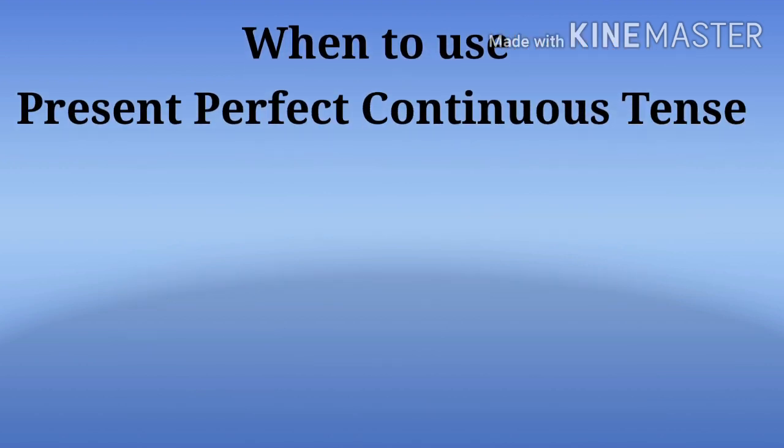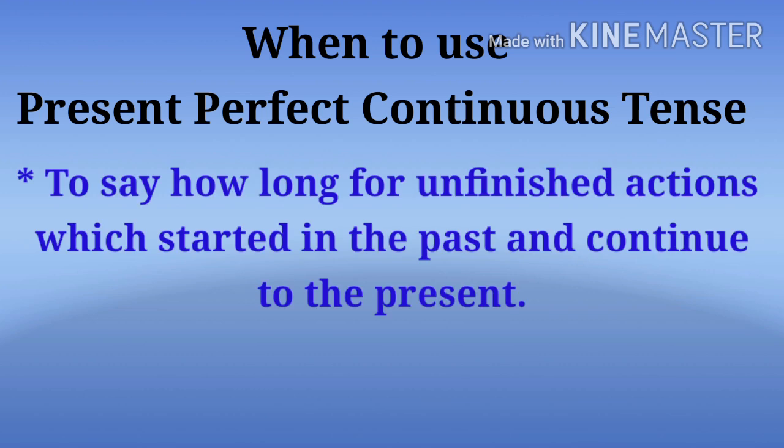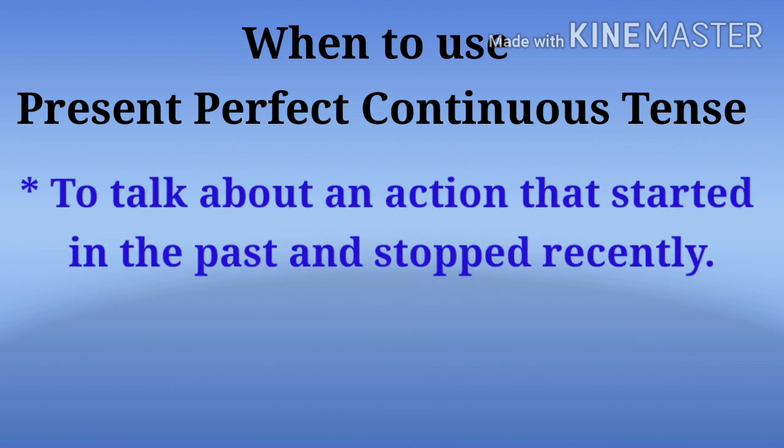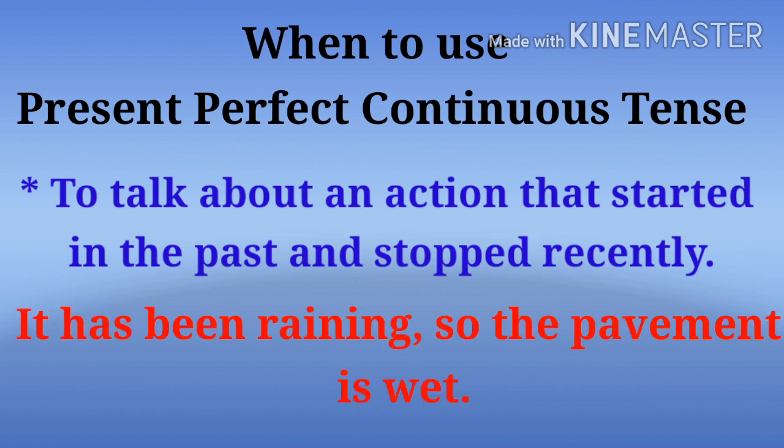When to use present perfect continuous tense? We use present perfect continuous tense to say how long for unfinished actions which started in the past and continue to the present. For example, she has been working here since 2017. Here, the action is continuing in the present, and this sentence also says when the action started. And we also use present perfect continuous tense to talk about an action that started in the past and stopped recently. For example, it has been raining, so the pavement is wet.